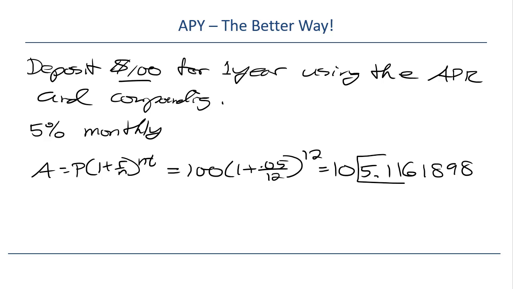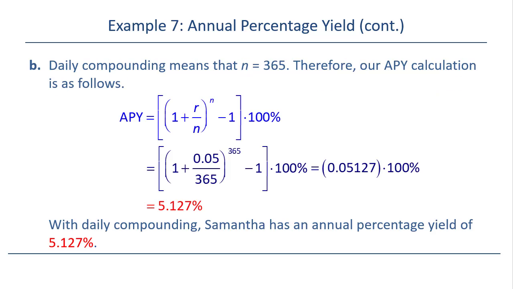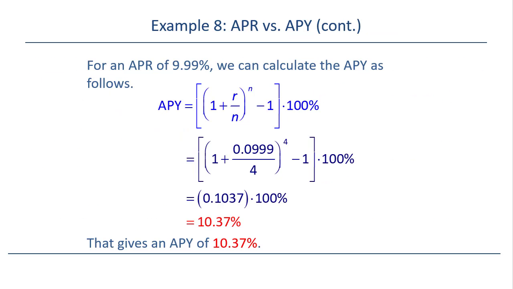Okay, so now, because we used 100, it makes our life really easy, because all we do is look at how much extra money we make. Ignore the 100 and just look at how much interest we made. We made $5 and change. Well, that's our percentage. Our APY is 5 point something percent. It's that simple. And if we go back and look at the solution they gave us for 5%, there it is, 5.116% when it was monthly. See how cool and easy that is?